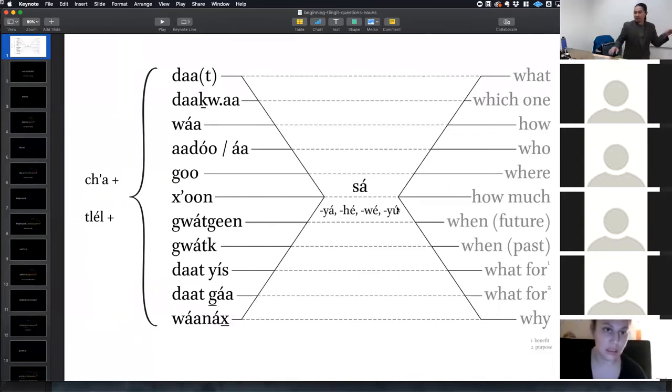But you can also put dasa ya. What is this? Dasa we. What is that? Dasa you. What is that way over there? So you'll see sometimes the ya or the we should be there, but other times not, right? And so this was something we learned early on in Tlingit. The context would be, if we were there and I saw something and I wasn't sure what it was, I might say, Dasawi. What is that? And then you'd say, it's a dog.